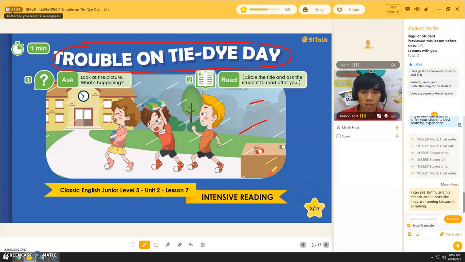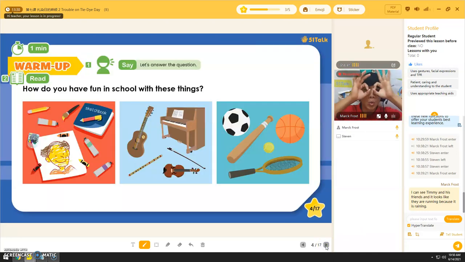All right, let us run to the next page and stop. Oh, let's have some warm up. What can you see in the picture? Okay, good answer. But what are the things you can see in the picture? Do you know what this is? It's a guitar. Okay? Please say, a guitar.